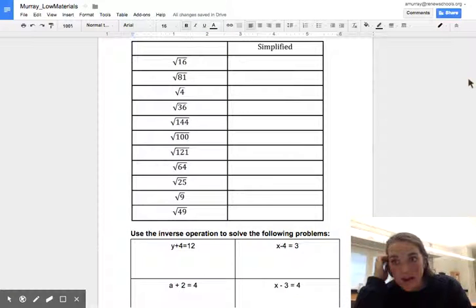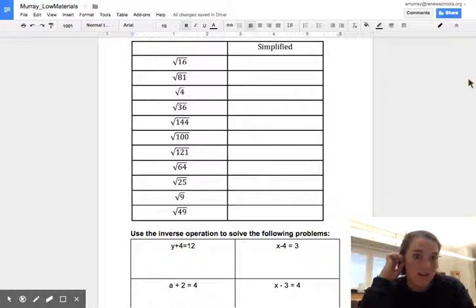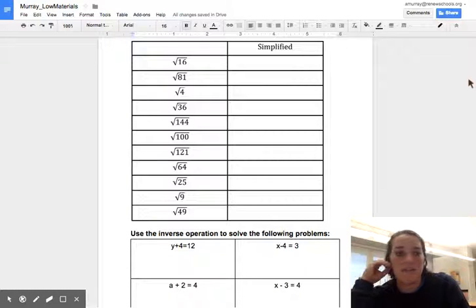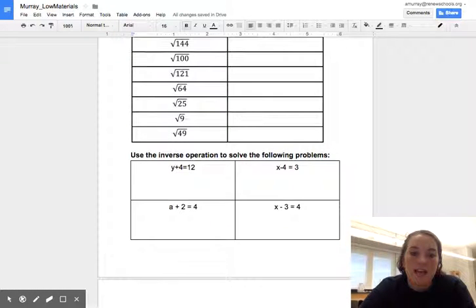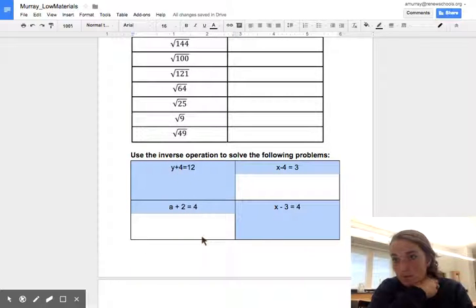So now go ahead and finish up the back of the packet. I know you guys could all do the square roots because you did a great job on them yesterday. And then use the inverse operations like we just did in the video to solve these problems.